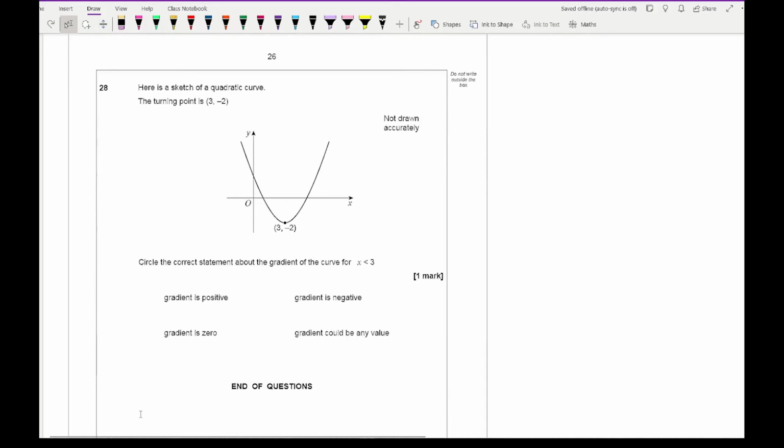And then looking at question 28, it says here is a sketch of a quadratic curve. The turning point is (3, -2). Circle the correct statement about the gradient for x less than 3. So here, for x less than 3, we're looking for this gradient here, and so from there the gradient is negative.